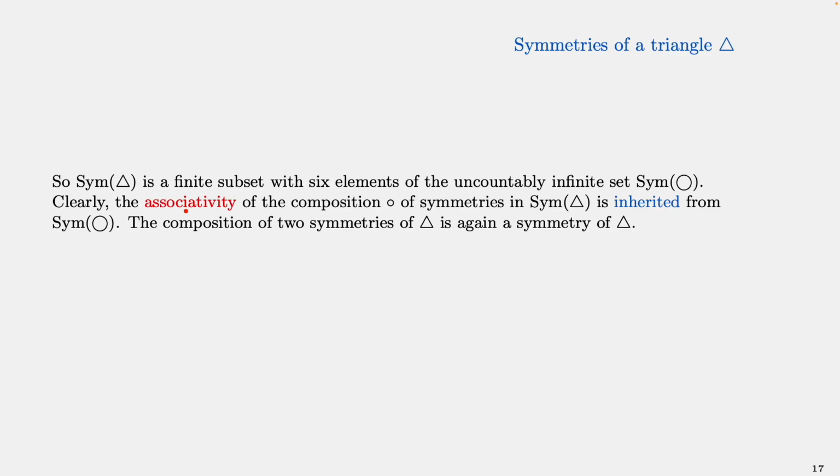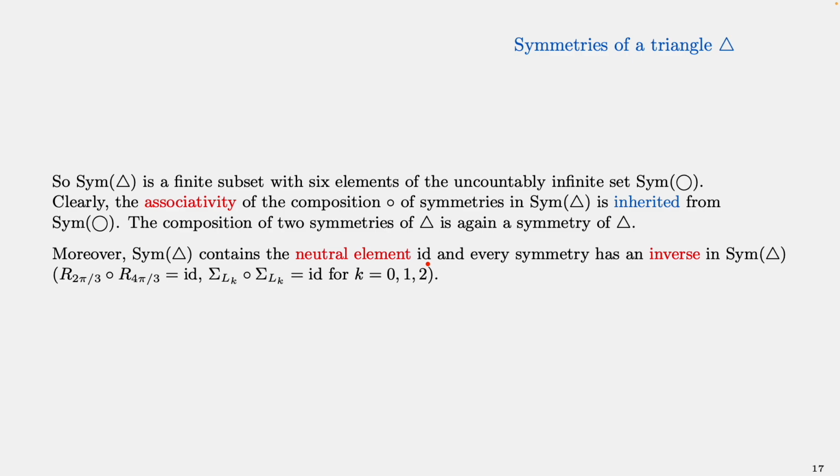Again, we have associativity of the composition of symmetries because this is just inherited from the larger set, the symmetries of the circle. And the composition of 2 symmetries of the triangle is again a symmetry of the triangle. We have the neutral element, the identity, within the symmetries, which we just saw before. And every symmetry has an inverse within the set of symmetries of the triangle.